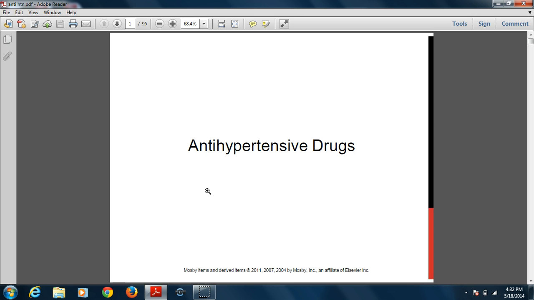These are medications that we use to treat hypertension. So we use these medications when we want to lower the blood pressure of the patient. This lecture slide set has about 95 slides in it, so I'm going to talk for about 15 minutes and take a break and try to break the lecture up a little bit.